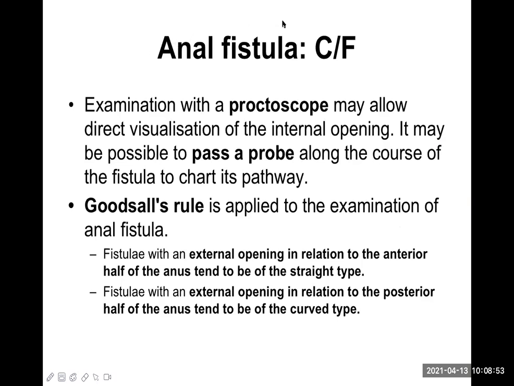Now, what are the examination findings? Examination with a proctoscope may allow direct visualization of the internal opening. So proctoscopic examination is always done. Proctoscope is an endoscopic examination of the rectum. It may be possible to pass a probe along the course of the fistula to chart its pathway. It is quite safe to pass a probe in a fistula.